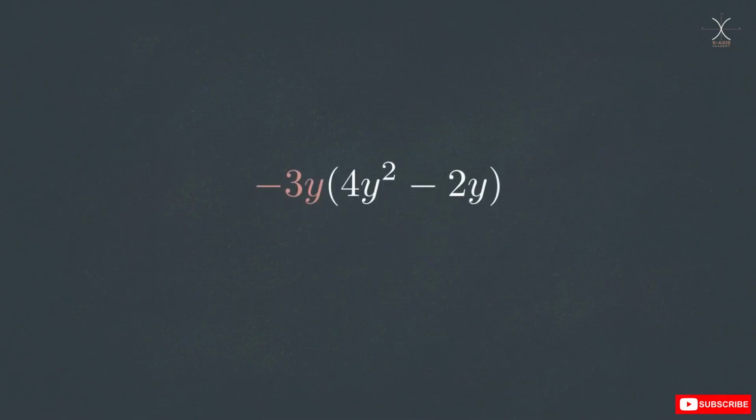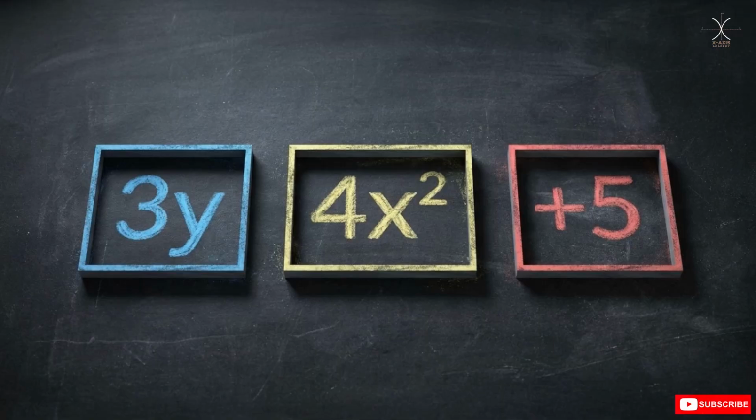Try it yourself. Pause the video and distribute -3y across 4y squared minus 2y. Watch your signs. The distributive property is an organizational tool for performing multiple isolated monomial multiplications within one problem.